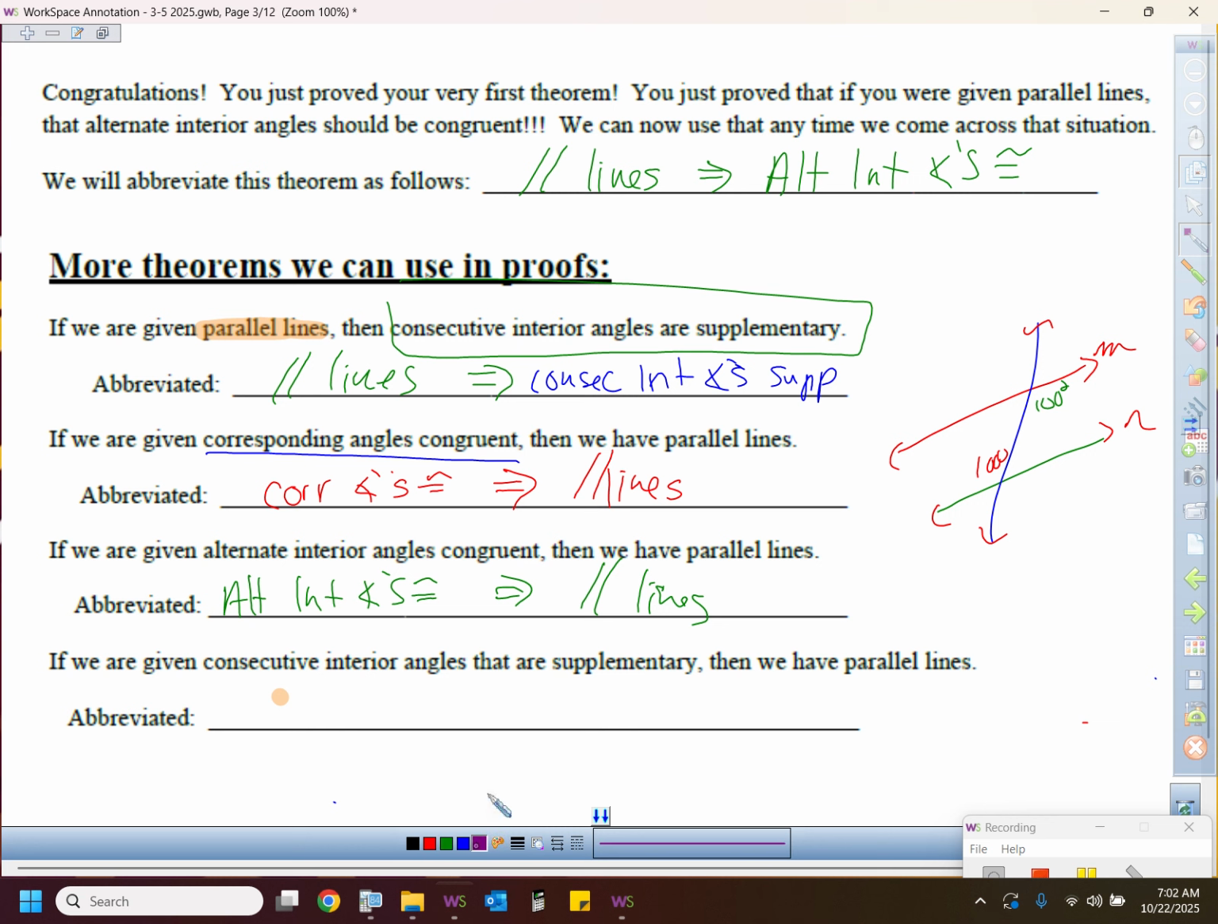And then the last one is if we have consecutive interior angles supplementary, that's the weird one, they have to add up to 180, that implies that I have parallel lines. So like if this one was 100 and this one was 80 degrees and I didn't know that one, those are consecutive interior angles. They add up to 180. That proves that line M has to be parallel to line N.